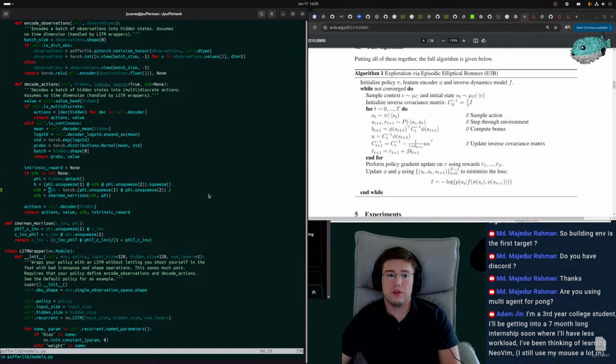So this is a clever little trick that they have. I think I can do outer b, and then I can divide by 1 plus b.